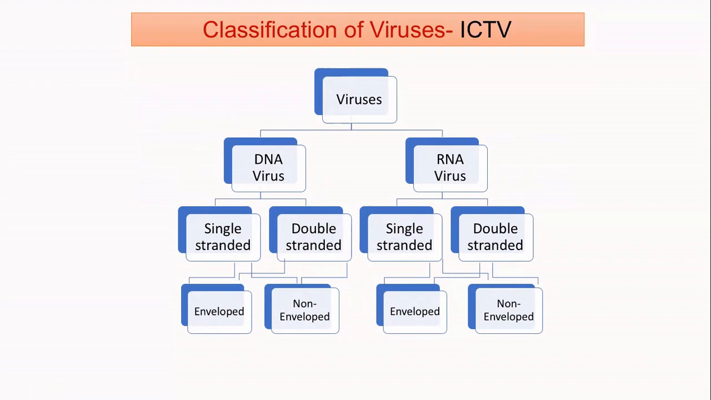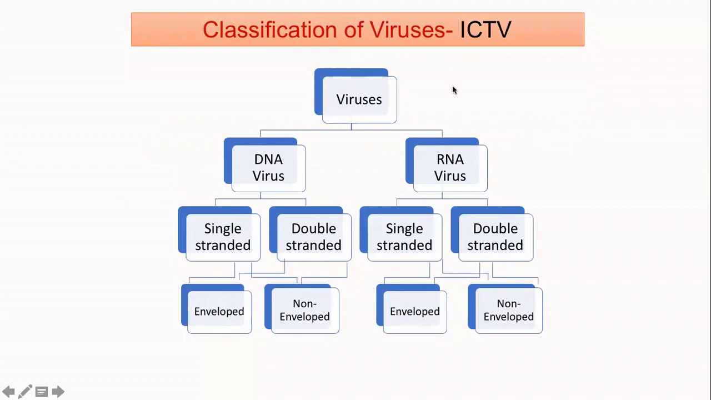That means viruses can be single-stranded DNA virus with an envelope, single-stranded DNA virus without an envelope, double-stranded DNA virus with an envelope, double-stranded DNA virus without an envelope. Or they can be single-stranded RNA viruses with an envelope, single-stranded RNA viruses without an envelope, double-stranded RNA virus with envelope, or double-stranded RNA without envelope. That means these are being clustered into 8 different clusters based on the three characteristics.